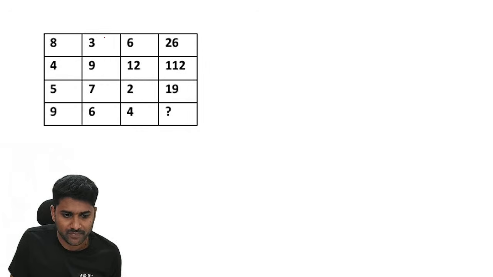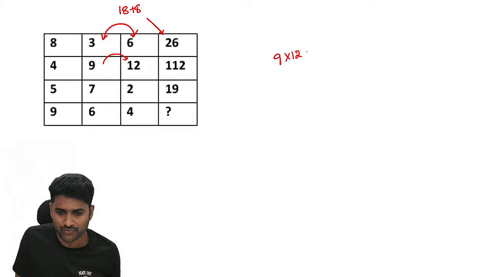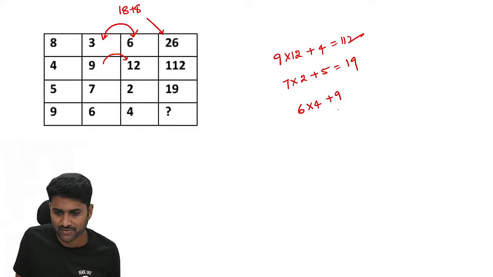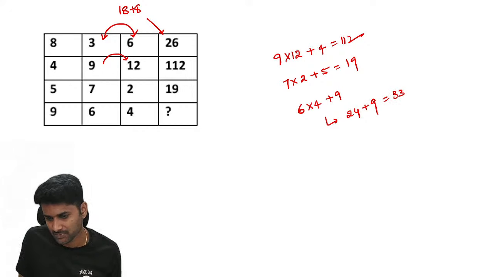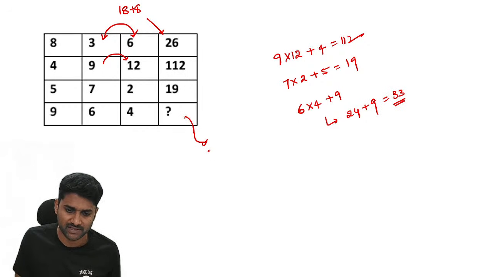Now see here, 6 into 3. We are using 6 into 3, 18 plus 8 is equal to 26. Same way, 9 into 12 plus 4 is equal to 112. Same way, 7 into 2 plus 5 is equal to 19. Finally, 6 into 4 plus 9 gives you the resultant: 24 plus 9 is equal to 33. So here the missing number is 33.